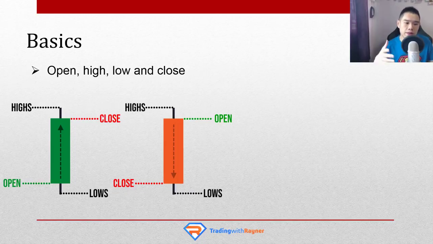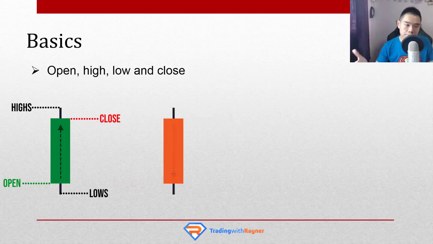So let's say you're looking at this on the 1 hour time frame. This is the highest price that the price made within the last 1 hour, and this is the lowest price that the price went to within the last 1 hour, if this is a 1 hour candle. So this is the basics of candlestick patterns and how to read it.